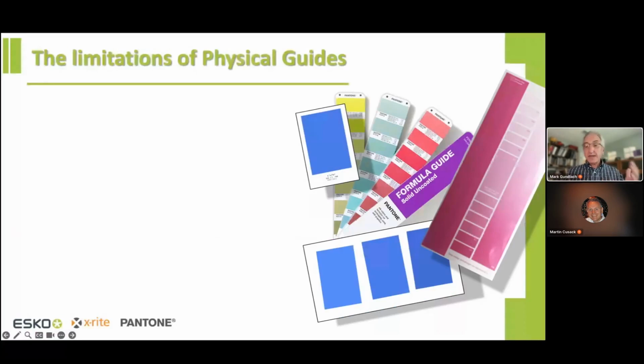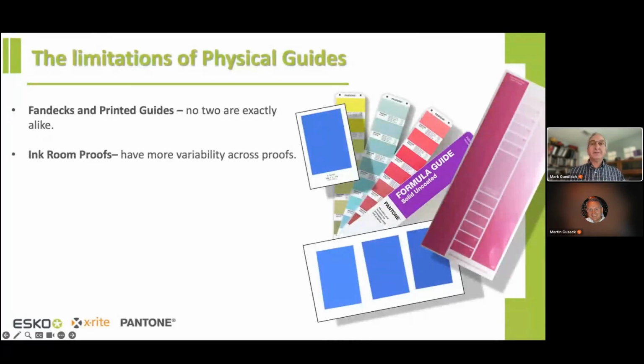So physical guides, we've had them for years. We use them a lot, but they do have their limitations, okay? The Fandex and many other types of printed pieces, well, they're printed oftentimes on a printing press, and we know from experience, printing presses do have some variability. So even though, say, the Pantone fan deck is printed with very tight tolerances, there's no two Pantone books that are identical because of the variation on the press. And then the ink room proofs, well, they can vary from proof to proof, and they may not even be totally uniform across the proof.